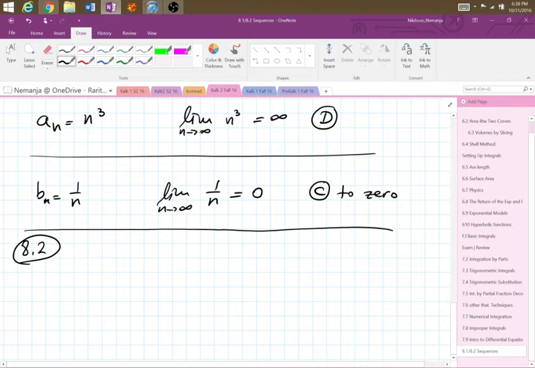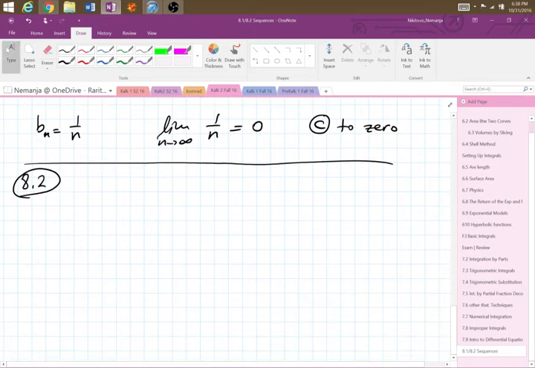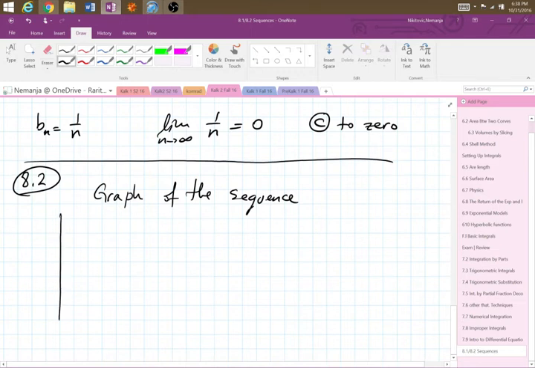So we still use the limit of a sequence to find the convergence or divergence of the sequence. Before we go on with any of these, I would like to show how the graph of a sequence looks. So yes, you're going to have your x and y, but they are now labeled as n and a_n. Tick marks 1, 2, 3, 4, 5, 6, 7, and so on.